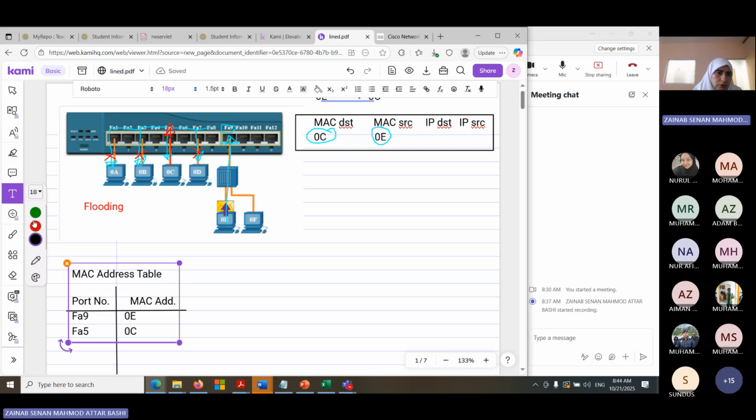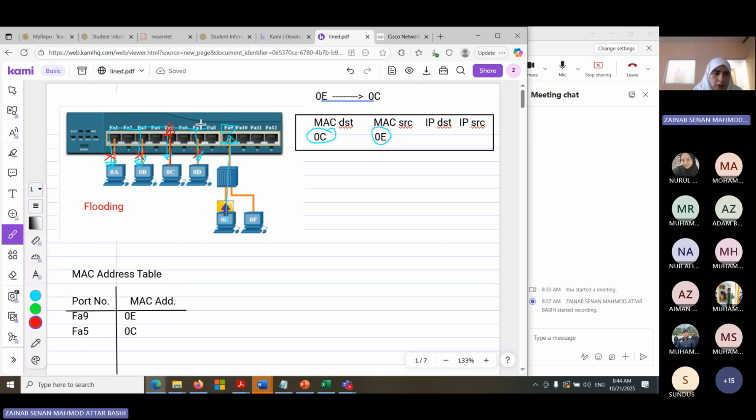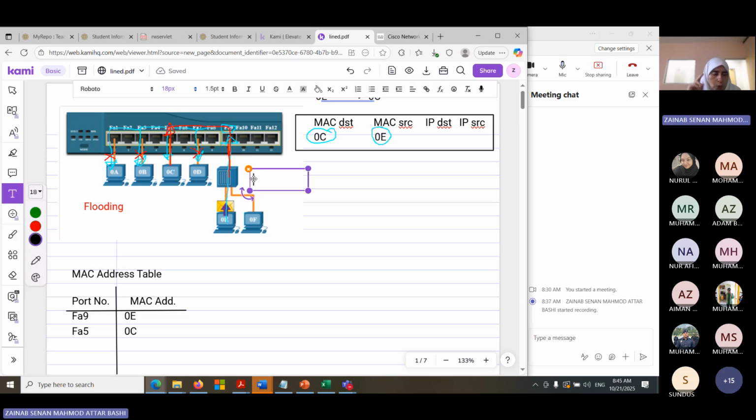Okay. Now it will know where to send it also, because it will check that the destination will be going to E. To send it from here to port F9. Now this device, maybe we never use it nowadays. This device is an old device. We call it a hub. A hub is a device in layer 1.